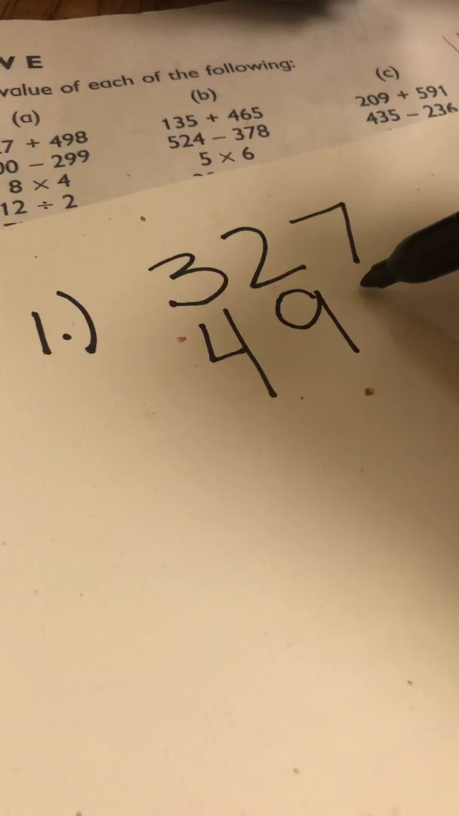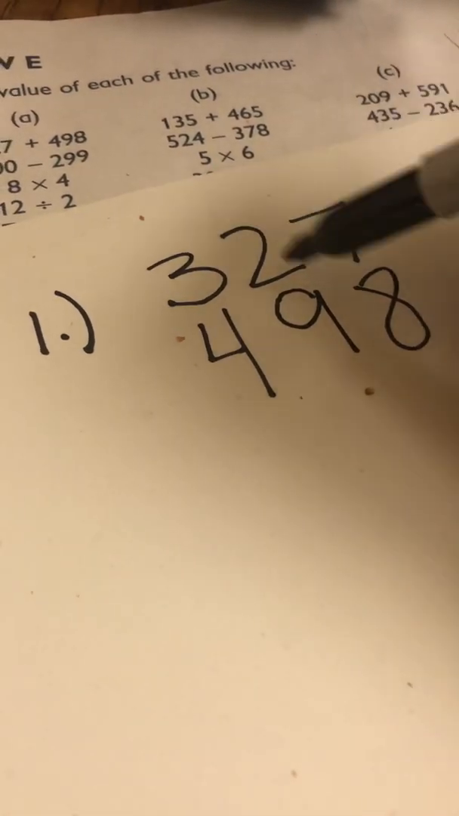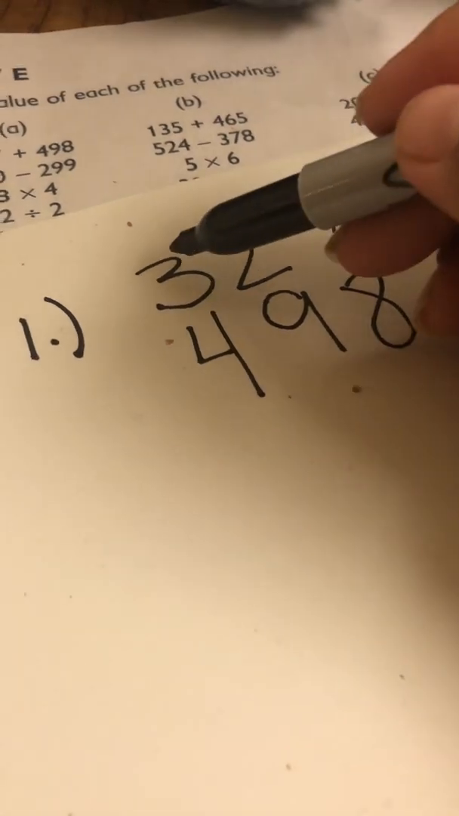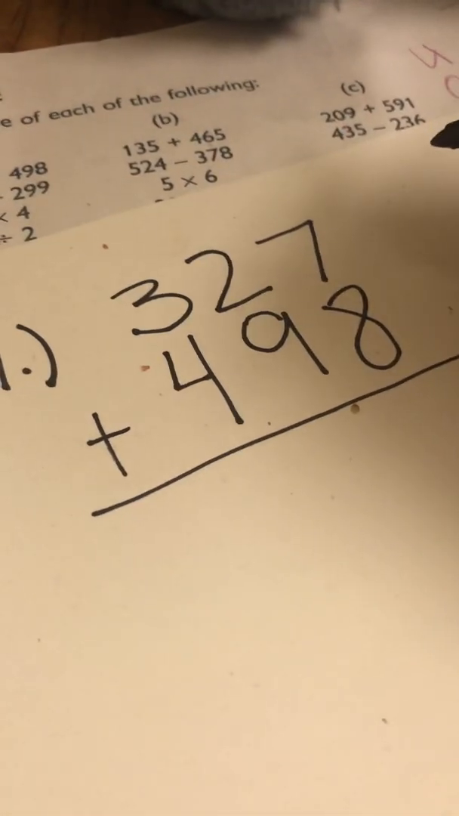them in the ones place lined up, the tens place lined up, and the hundreds place lined up, okay? So I'm just going to go ahead and mark it and make sure that I have the plus sign, and that means I'm going to add.